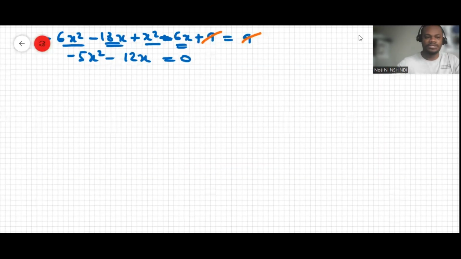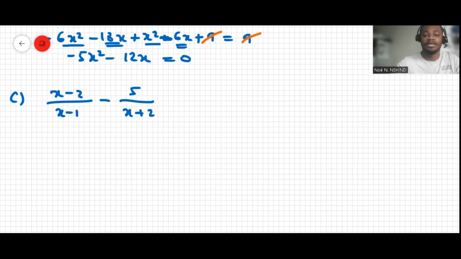Well, we have another question here. Question C. Question C says (x minus 2) over (x minus 1), minus (x plus 2) over 5, equal to 7 over (x minus 1).